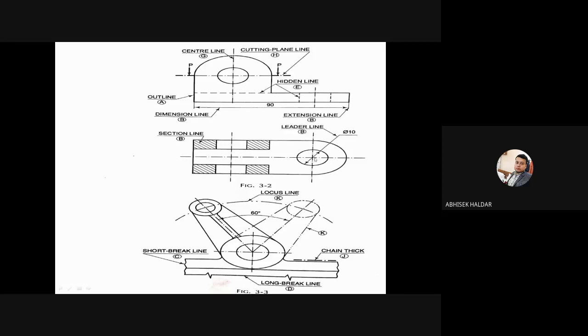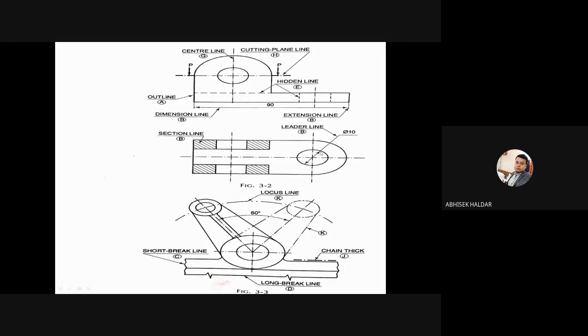You can see how to give it. This is the center of the circle. Through this center you draw an inclined line like this, at any angle. At the two ends you draw two arrowheads that touch the periphery of the circle, and extend that line outside the object.